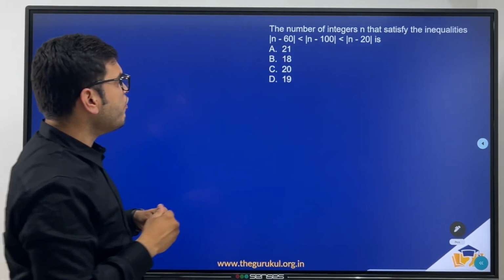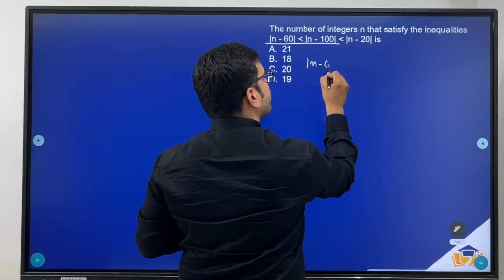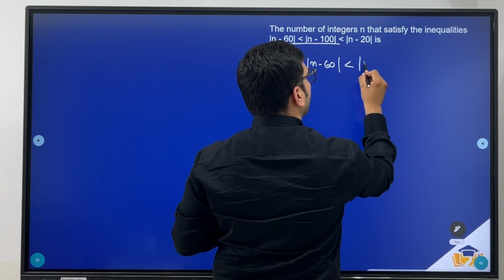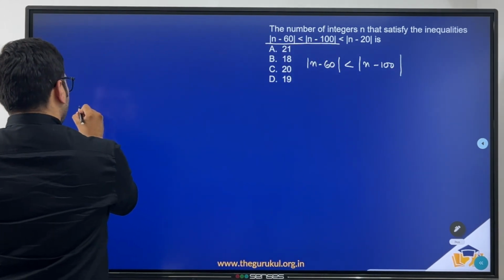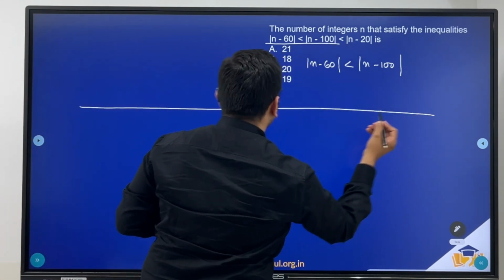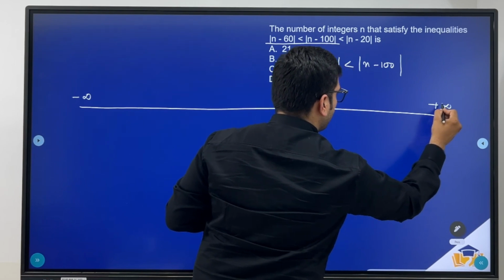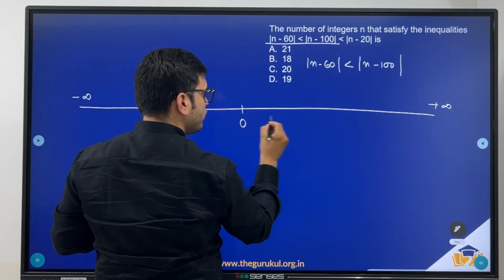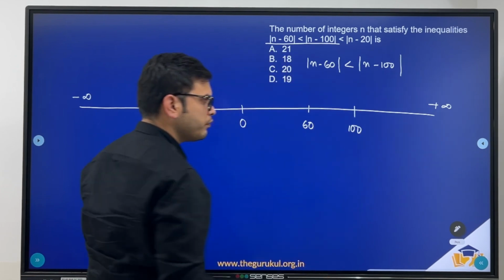First, let me take this inequality: modulus of n minus 60 less than modulus of n minus 100. So we have a number line here from minus infinity to plus infinity. We have 0 here. Let this be 60. Let this be 100.